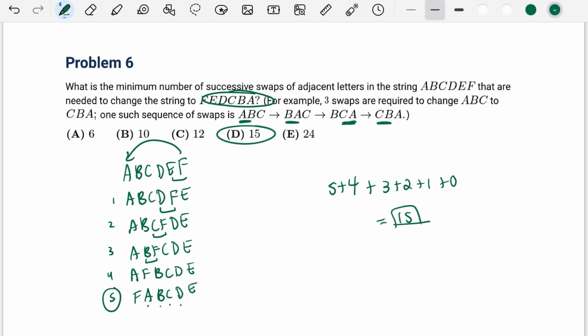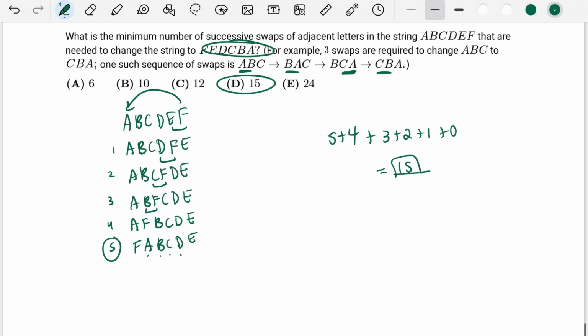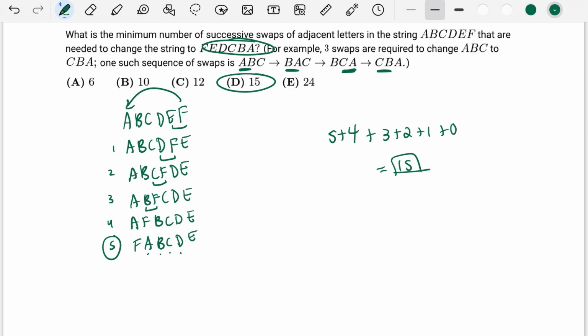Now you might ask, how do we know that we can't get a smaller number of swaps? I'm not really going to explain a proof for this, but I would say that this method of first getting F to the right position and then getting E to the right position and then D and then C and then B and then A takes this amount of steps.